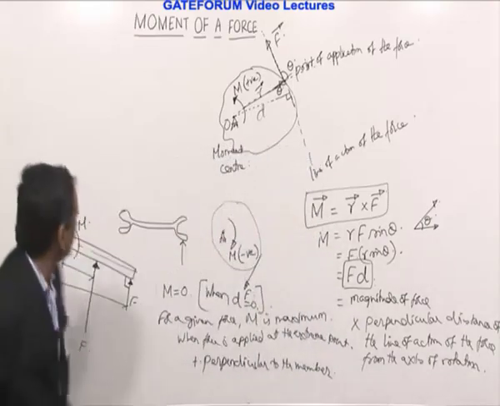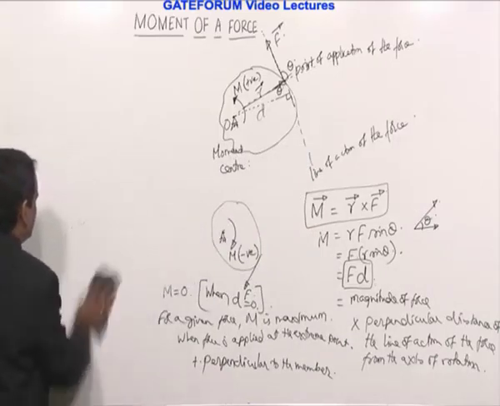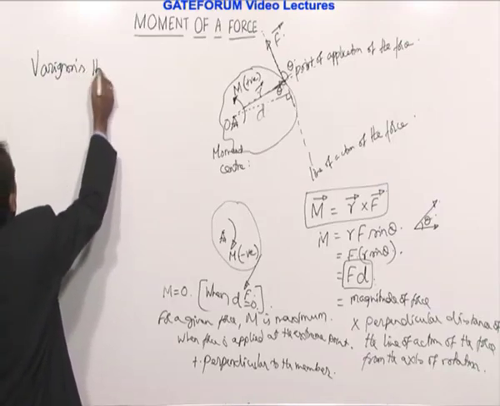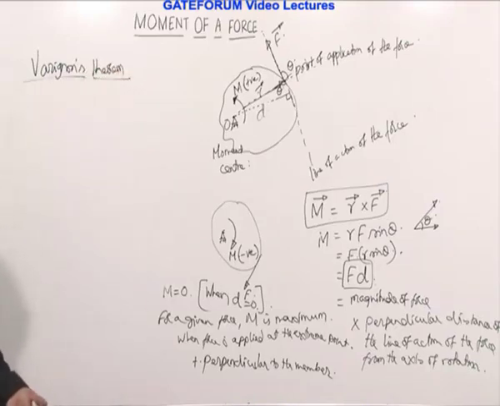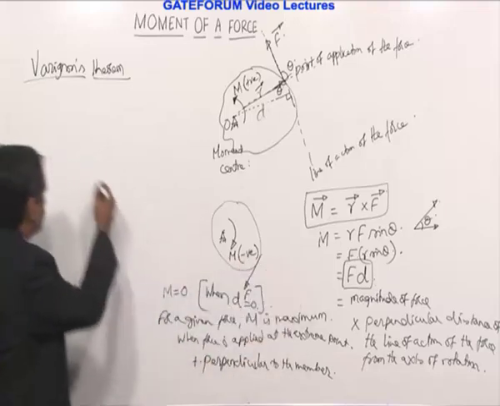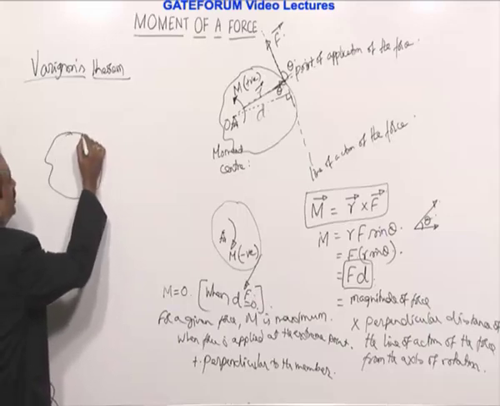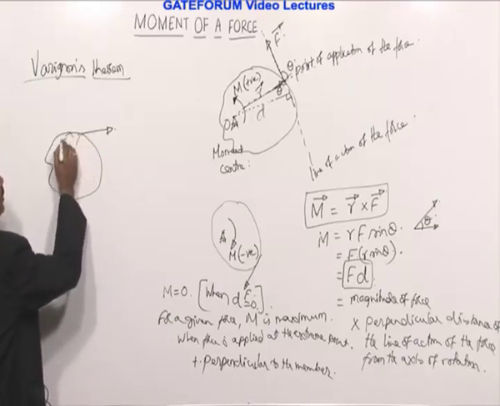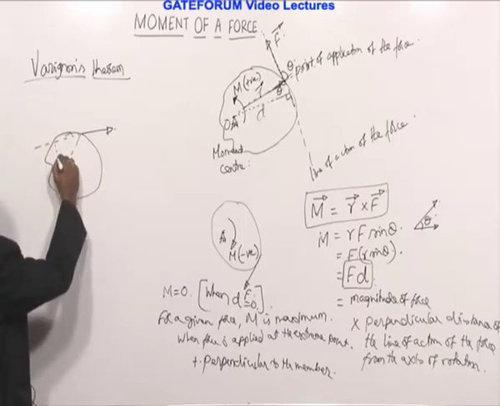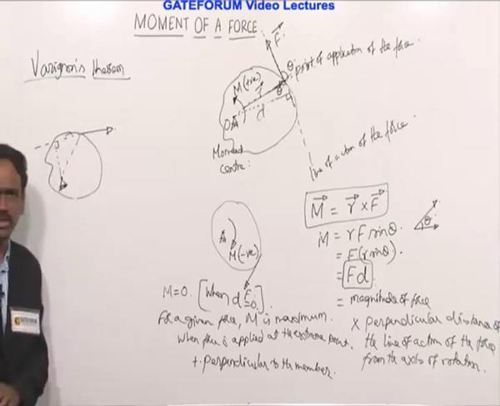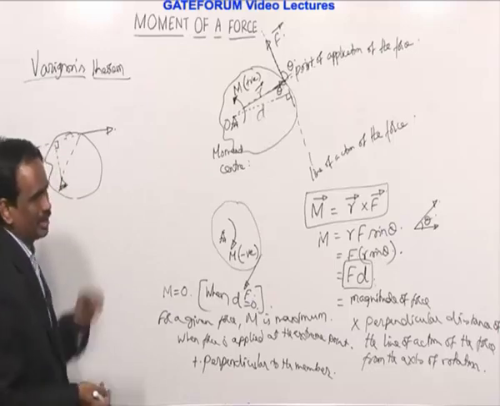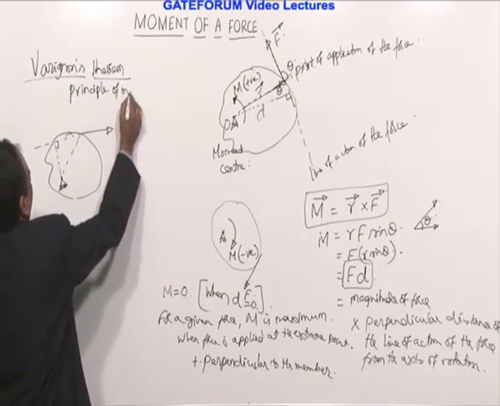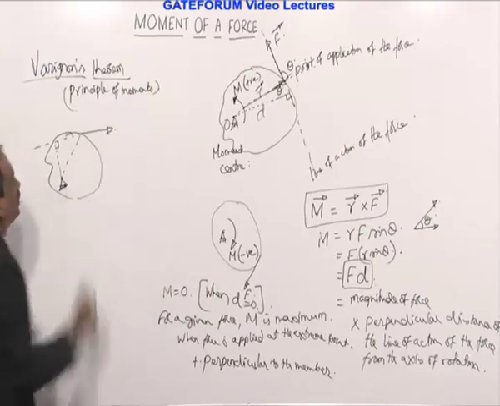Okay. Next, we will see what is meant by Varignon's theorem. Suppose you have a force which is acting like this, and this is the point about which it is going to rotate. Sometimes this perpendicular distance of the line of action of the force from the axis of rotation, we may not be able to easily find out. In such cases, we have to use what is called Varignon's theorem, which is also called the principle of moments.